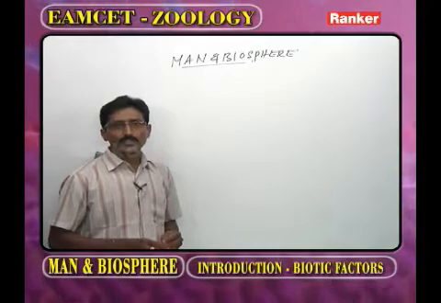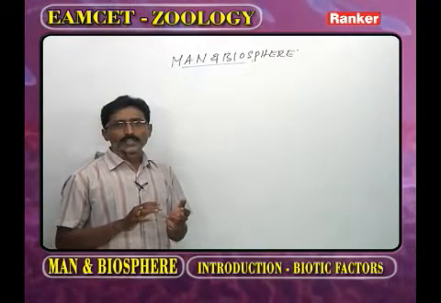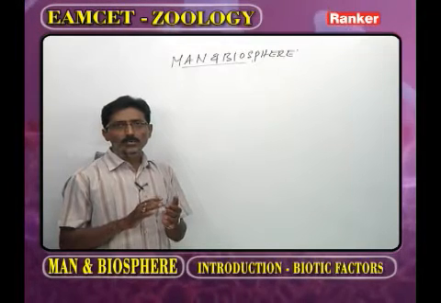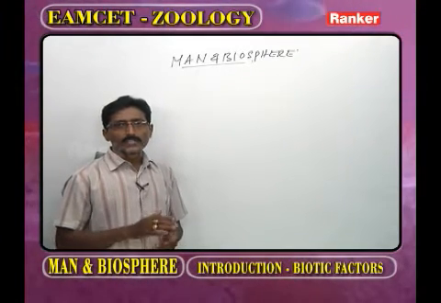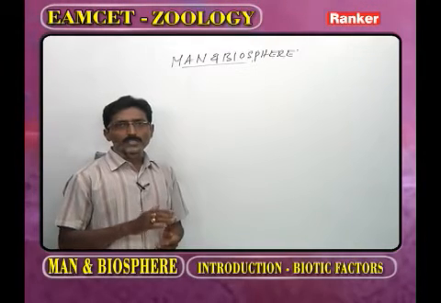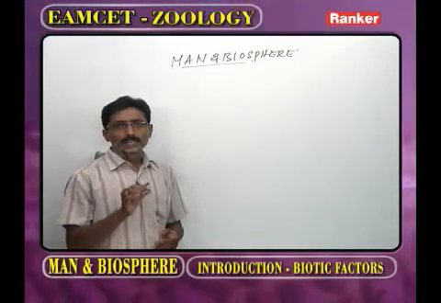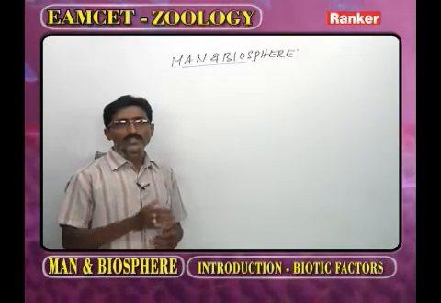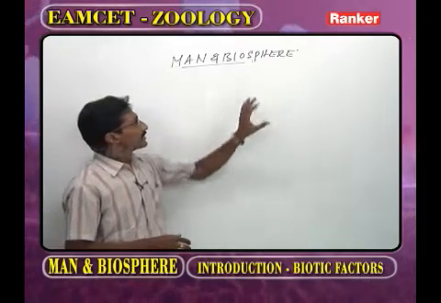In the Man and Biosphere, one is the introductory part, the second one is light, the third one is temperature, water, biotic factors, ecological pyramids, types of food chains, population ecology, and some miscellaneous parts, and the last one is biodiversity.